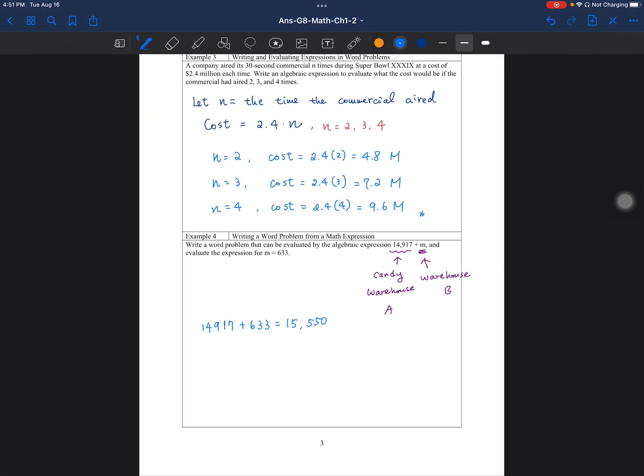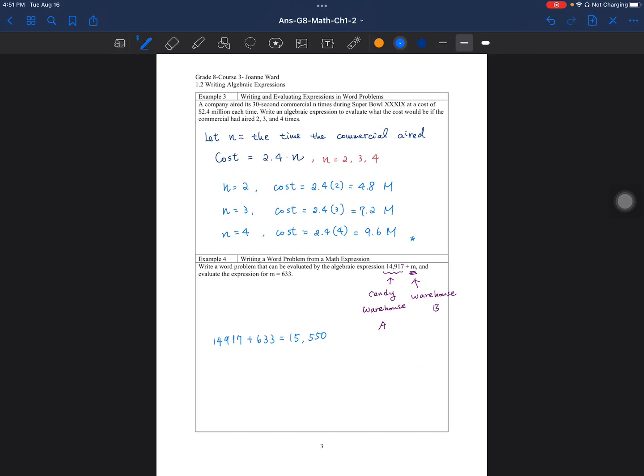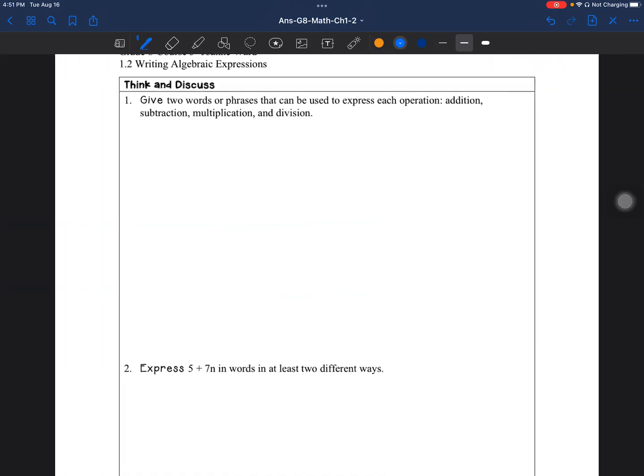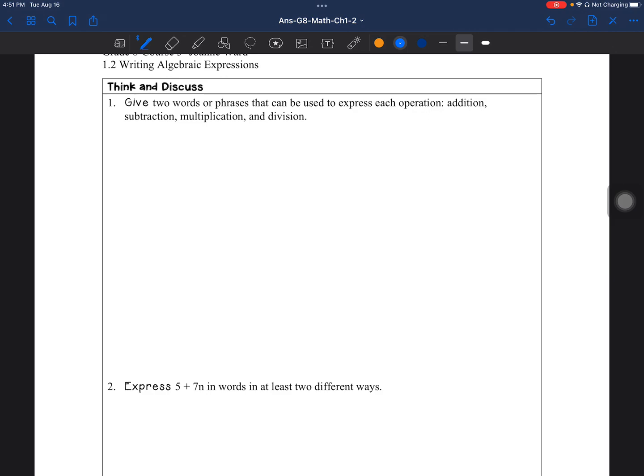And again, it really doesn't read my fingerprint that well. So again, I'm going to invite you to think of these questions and I will discuss it with you in class.